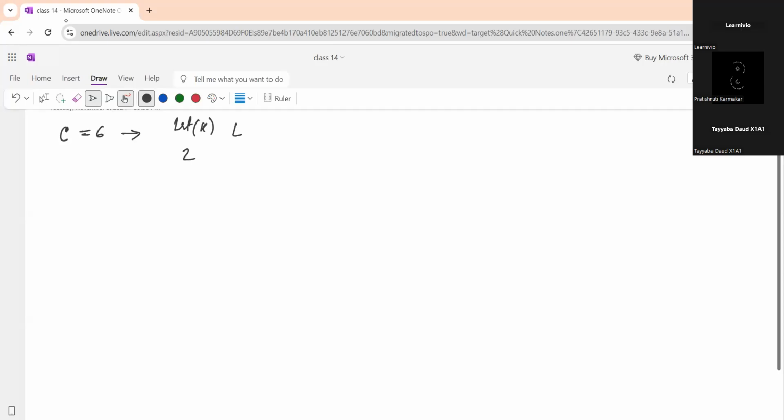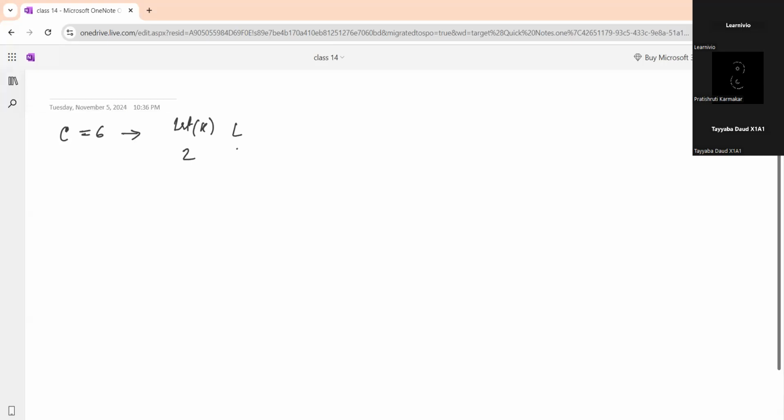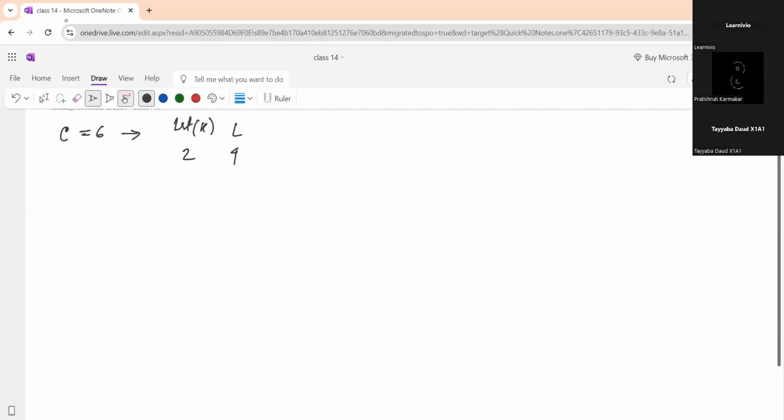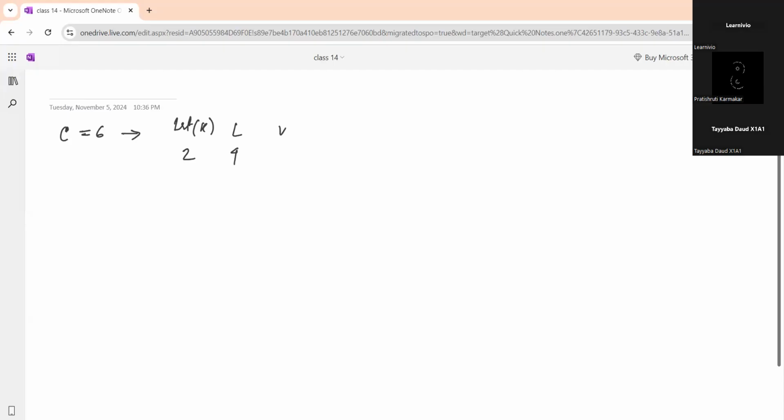Second shell, it will be 4. Then what is the valency for carbon?